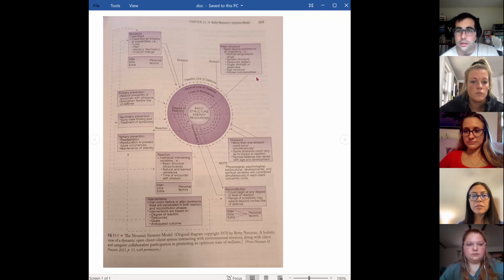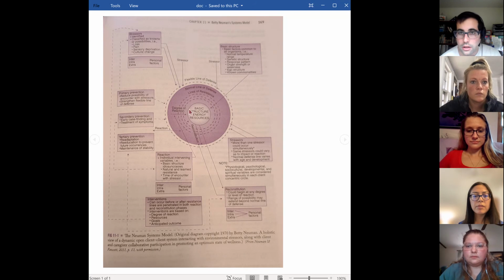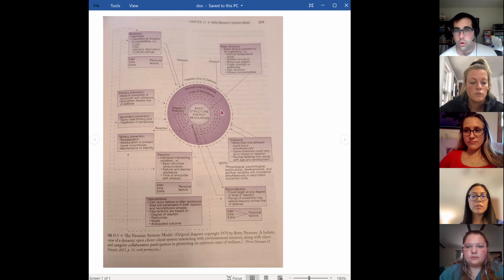Another way to look at the client system is as being a central core, which is the basic structure of the system, and it's the source of the energy resources that the client system uses. And outside of that central core are a couple levels of lines of defense or protective boundaries, including the normal, which is the day-to-day line of defense, and a flexible one that changes and adapts to different situations.